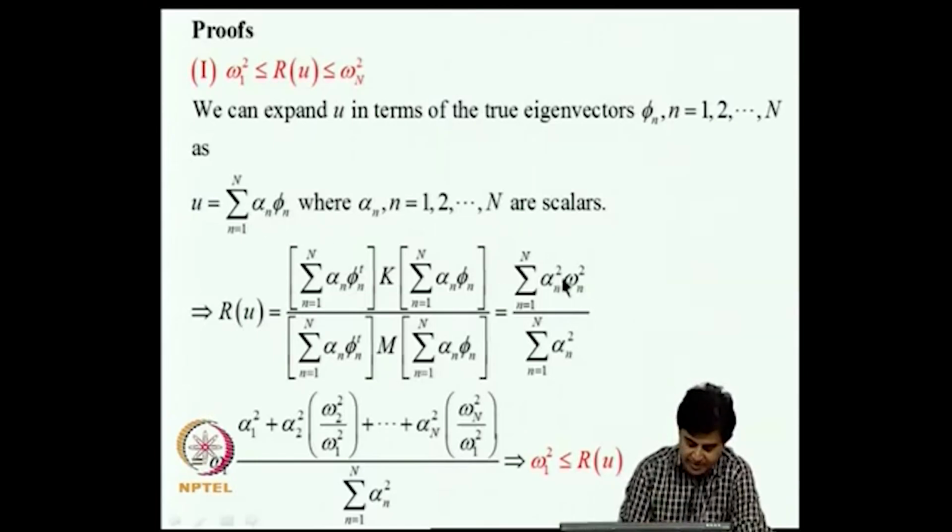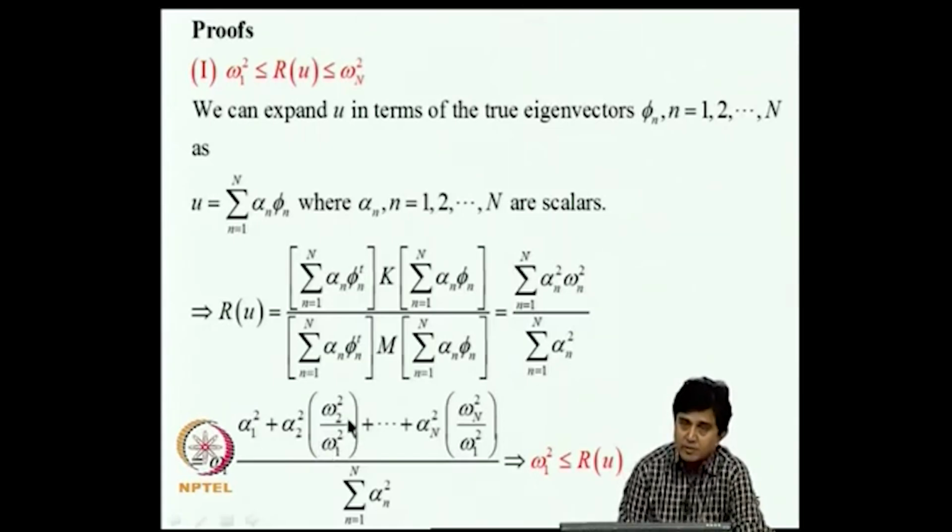Now, I will manipulate this. What I will do is expand this and pull omega 1 square outside. So, the first term will be alpha 1 square as it is, omega n square has gone outside and the other terms are this, and the denominator remains the same. Now, there is an ordering of natural frequencies, omega 1 is less than or equal to omega 2, less than or equal to omega 3, and so on and so forth. That is how the labels on eigenvalues appear. So, consequently, we can see that the terms inside the bracket here will be greater than or equal to 1. So, consequently, we see that this inequality holds.